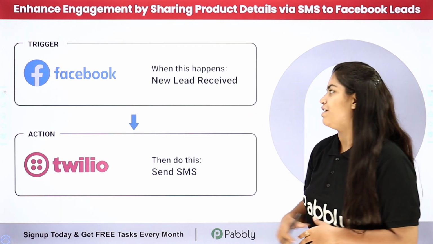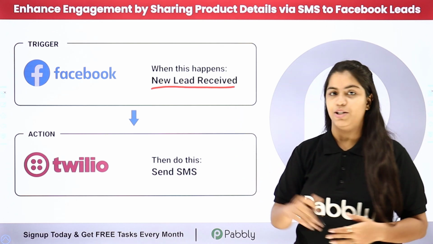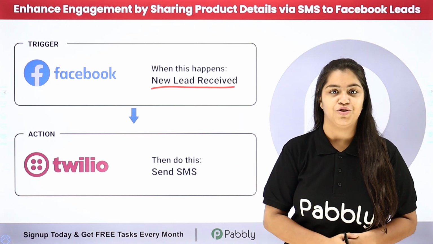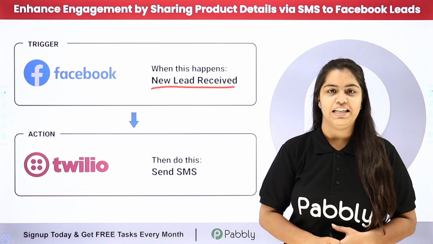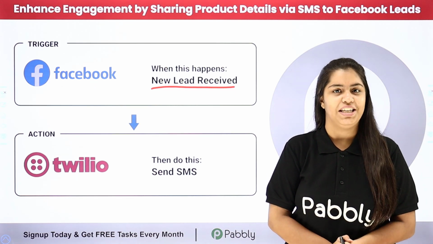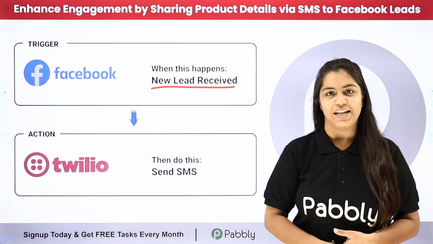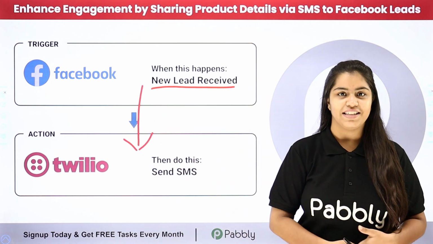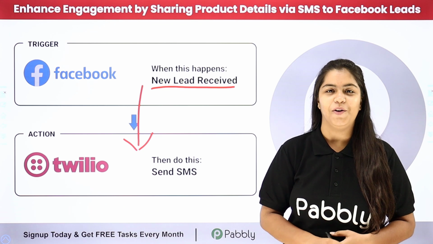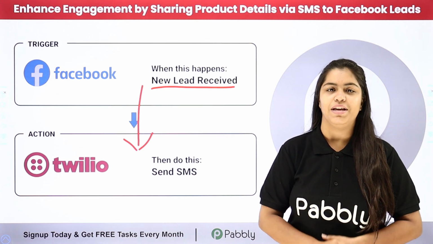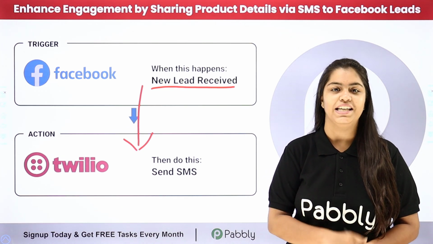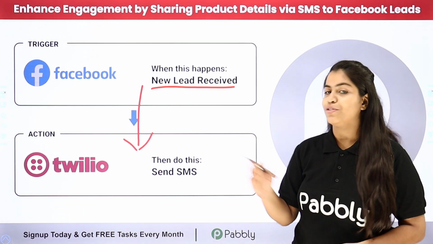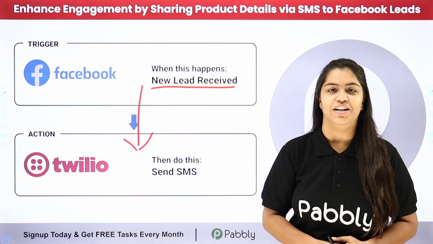And now I want that as soon as a new lead is received in my Facebook lead ad, an automated SMS should be sent to my lead to nurture my lead and create a personalized communication. So to do this, we are going to create a connection between Facebook lead ads and Twilio. So I'm going to create this connection without knowing any programming or coding language with the help of an amazing automation software which is Pabbly Connect. So I'm going to create this connection because I want to convert my leads into real customers.